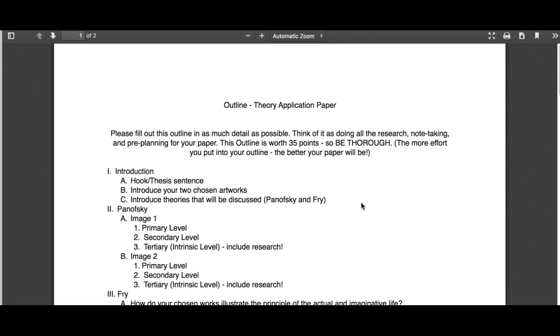But because this is new, I do this outline to help you structure and formulate this paper, and for me to then give feedback and help to guide you, where some ideas maybe need some work, or where you're really shining. So I like to be encouraging where I can, and I like to give a lot of feedback. So be thorough here. The more effort you put into your outline, the better your paper is going to be.